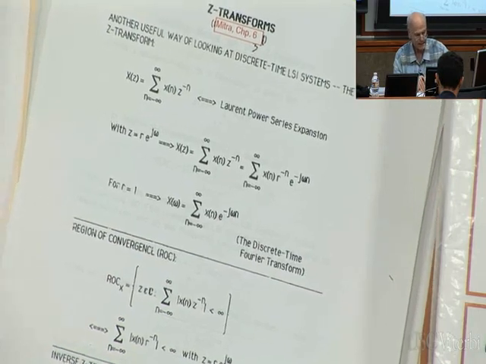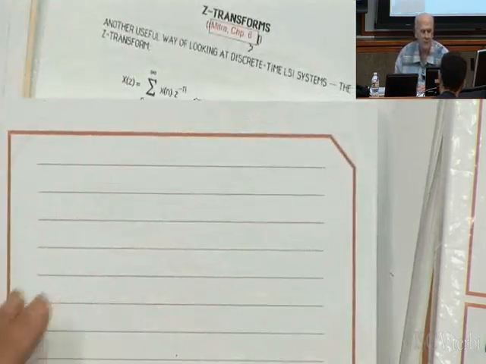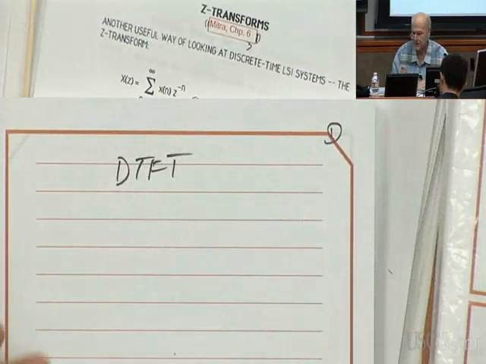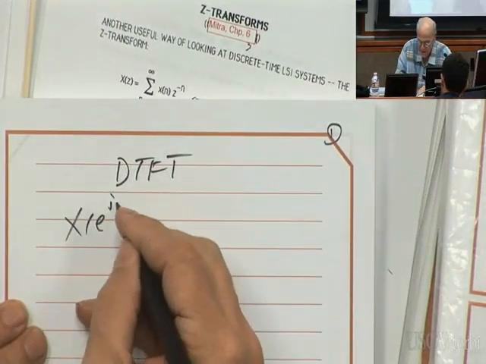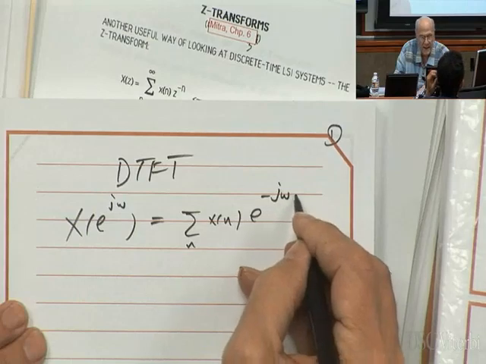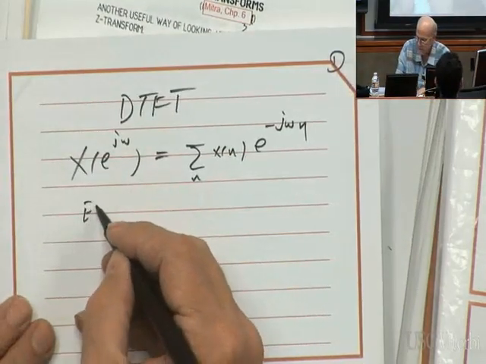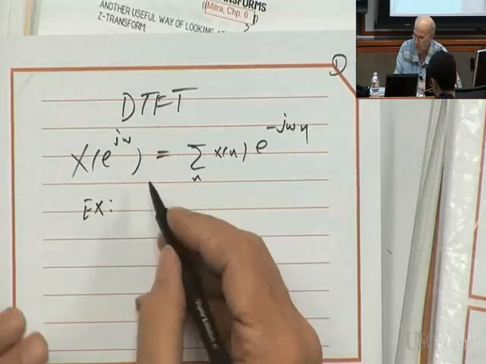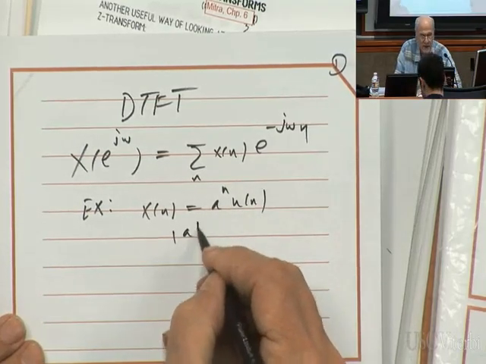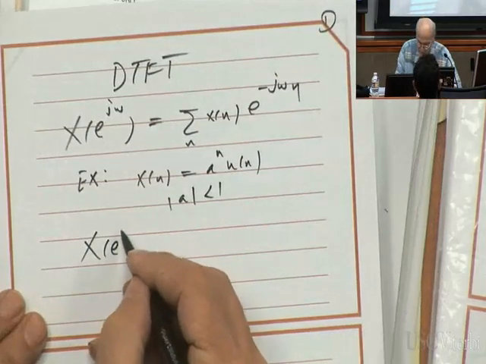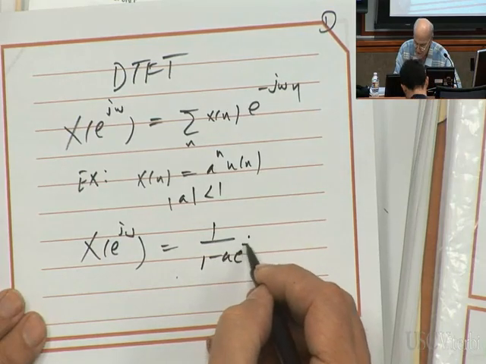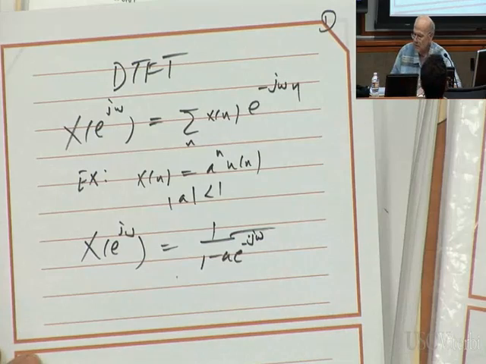Let me point an interesting fact out about the DTFT. Let me expand on something I said earlier. X of e to the j omega equals the summation over n of x of n e to the minus j omega n. Let me give you an example. Example one: x of n equals a to the n times u of n, with the magnitude of a less than 1. We've already solved that one, and we have X of e to the j omega equal to 1 over 1 minus a e to the minus j omega. So that was that example.